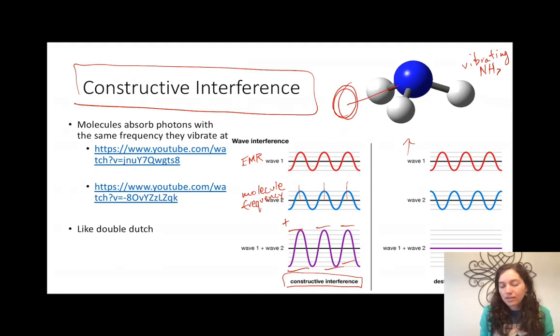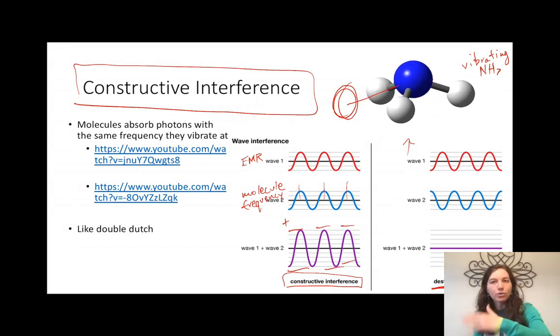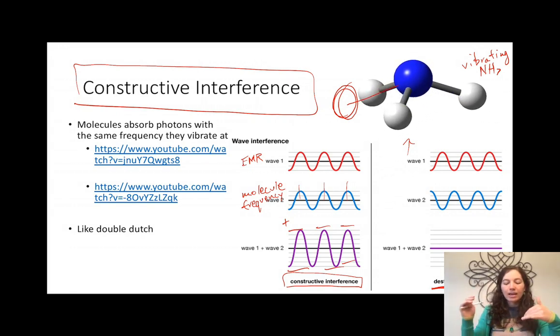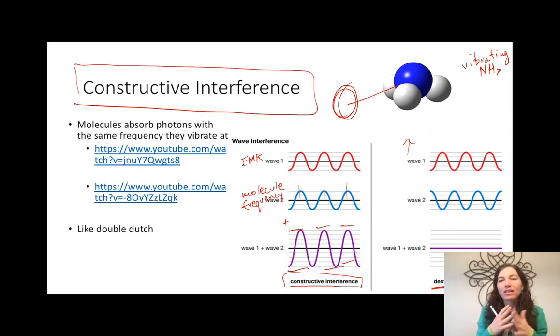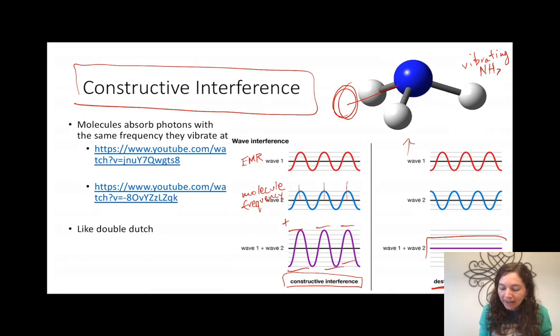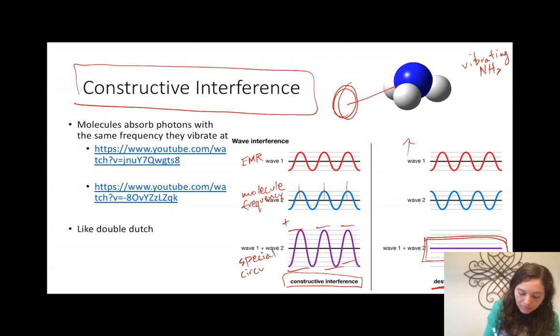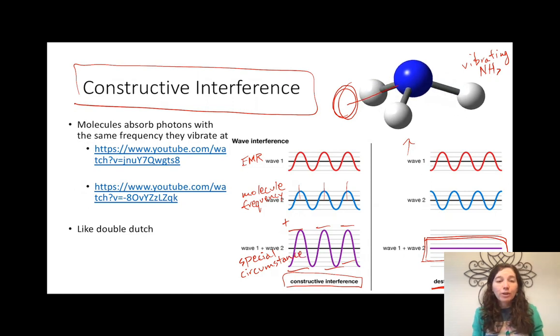The opposite of this is destructive interference. Destructive interference is when you have one frequency, say of your electromagnetic radiation, and it hits the molecule frequency and they aren't the same. Sometimes the waves can destroy each other, and you see that they don't add up like this. So this is a very special circumstance, when both of our waves have the same frequency.